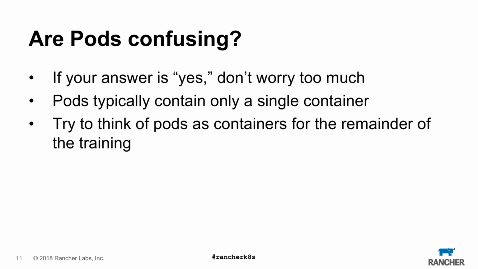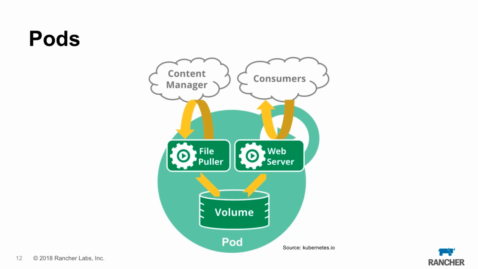If you think that this is confusing, don't be alarmed. It's new. You're usually going to have 1 container per pod. For the rest of the training, if you want to just hear container when I say pod, that's totally fine. But here's an example of multiple containers in a single pod and how they might work together. This has something that's pulling content from some external source, maybe S3 or something like that, or maybe people are pushing content up to a CRM. And so it pulls it down, puts it on the volume, and then the web server makes that available to consumers to consume, which is what they do.